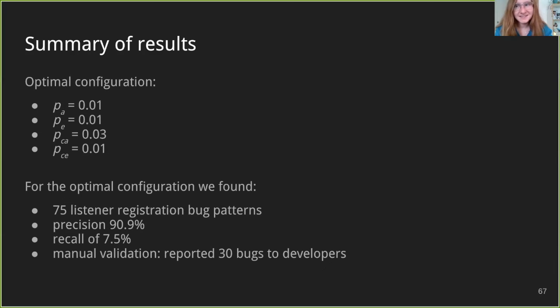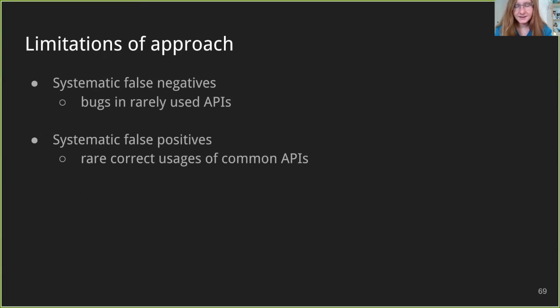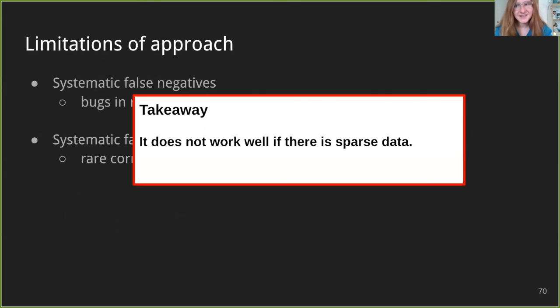One of them is the example that we used at the beginning of the talk. There are a few limitations to this approach, of course. Bugs in rarely used APIs are missed, and rare correct usages of common APIs are often flagged as bugs. The takeaway is that it just doesn't work very well if there's sparse data.